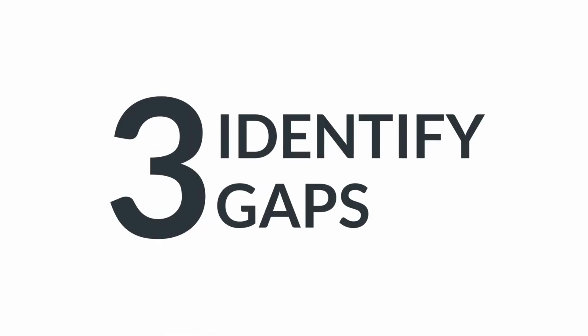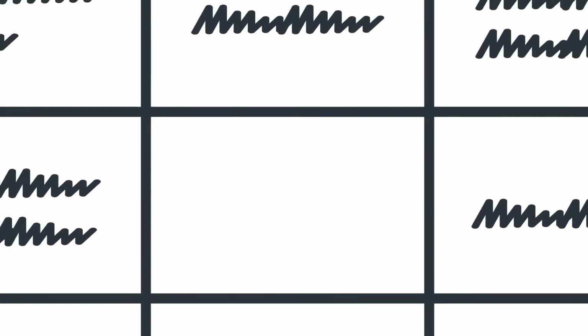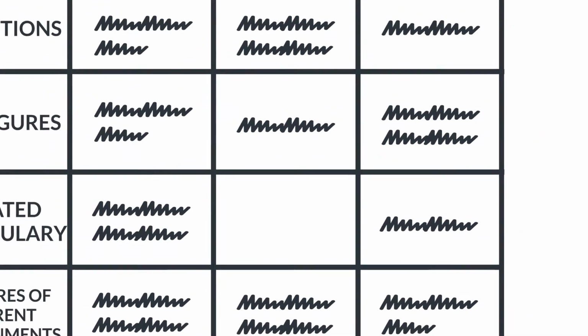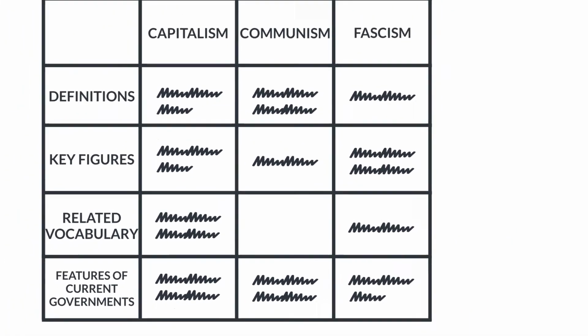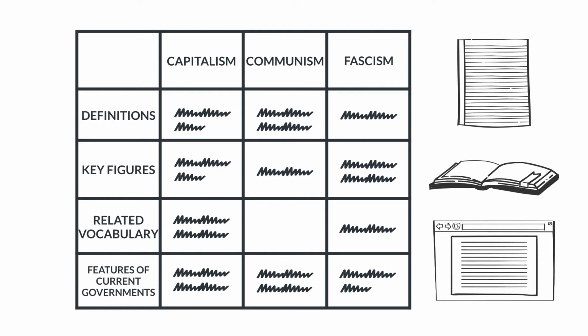Number 3, identify gaps. Empty boxes in your chart could mean that you have a gap in your knowledge of course material. Review your lecture notes, textbook, or other sources to complete your chart and enhance your understanding.